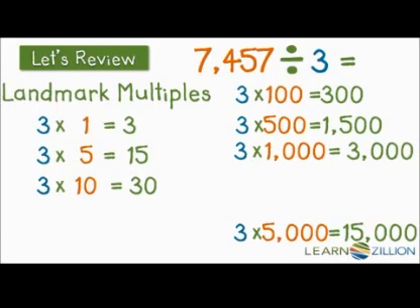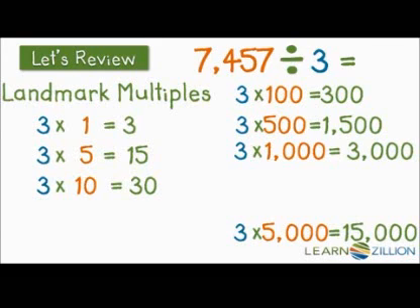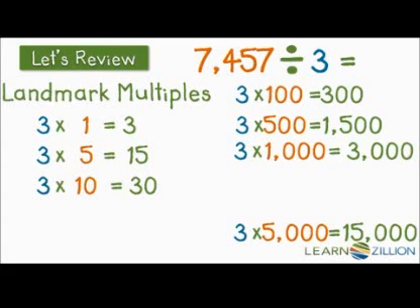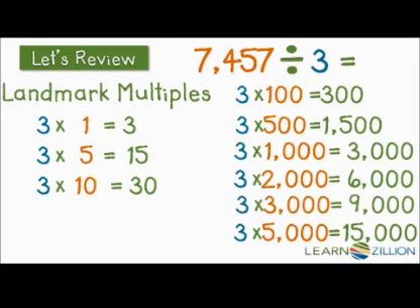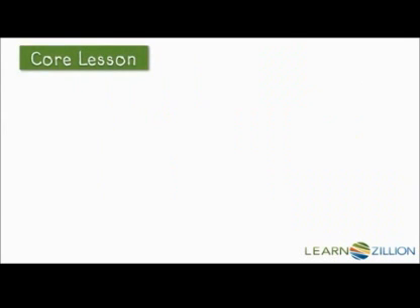That's 15,000. So I'm going to add to our 100, 500, and 1,000 groups of 3 the landmarks 3 times 2,000 equals 6,000, and 3 times 3,000 equals 9,000. And I can see there that we're counting by 3,000s, and the next one will be out of the thousands place value.